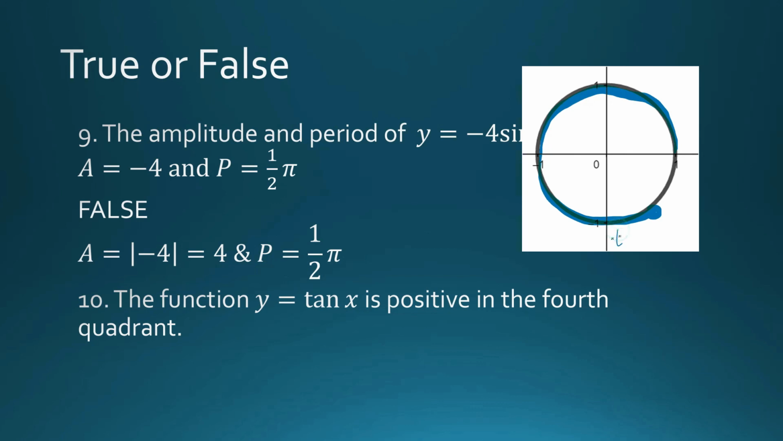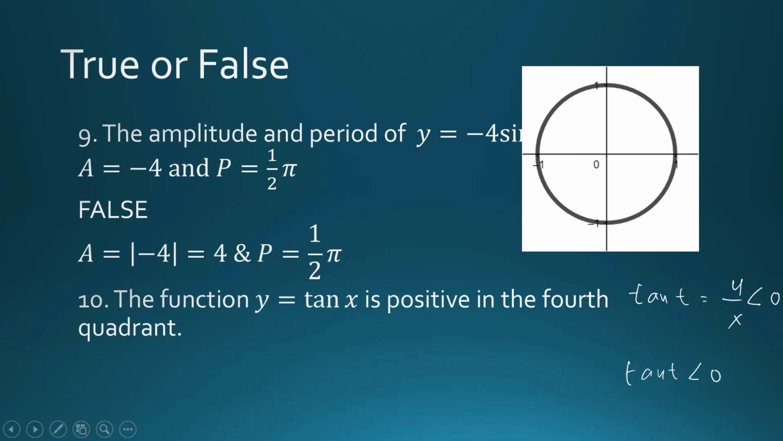So tangent of t: the x coordinate is positive, the y coordinate is negative. So negative over positive will give you a negative value. So tangent of t is negative in the fourth quadrant. So this one is false.